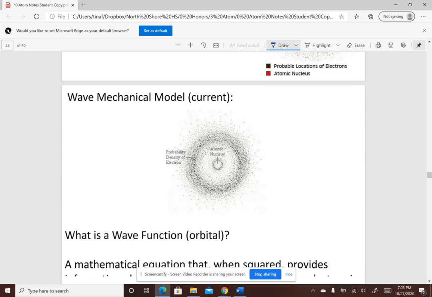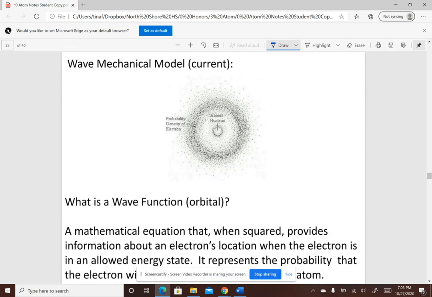Okay, so this is the wave mechanical model of the atom, and this is what we currently believe the atom looks like. We're going to label this again as a cloud or orbital. And you'll see towards the end of this unit, guys, we're still going to draw atoms like Bohr drew them for simplicity's sake, but we really know that this is to be true.